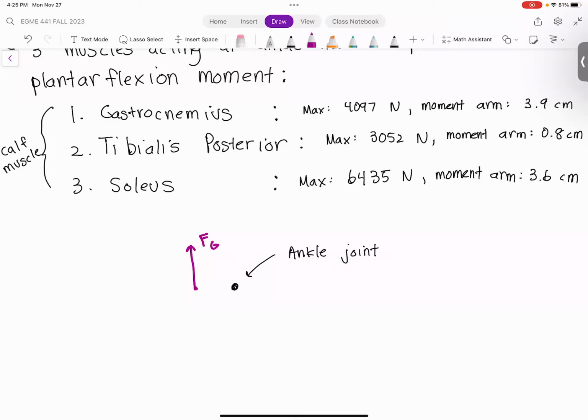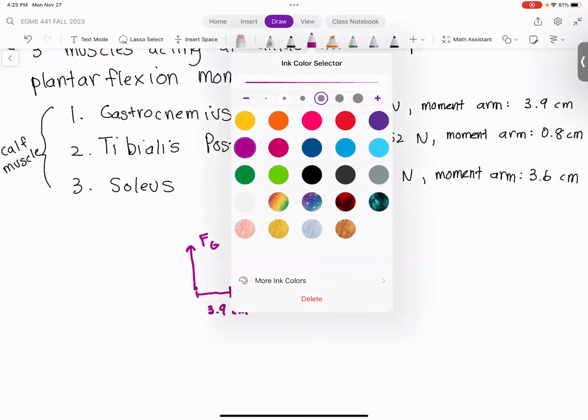This Fg has a maximum of 4,097 newtons. That's not to say that it has to produce 4,097, that's just the max that it can produce. And then this moment arm right here, the perpendicular distance between Fg and the ankle joint, is 3.9 centimeters.